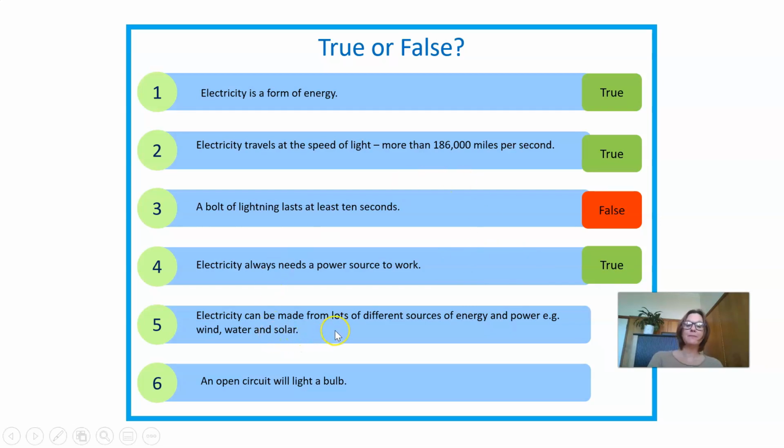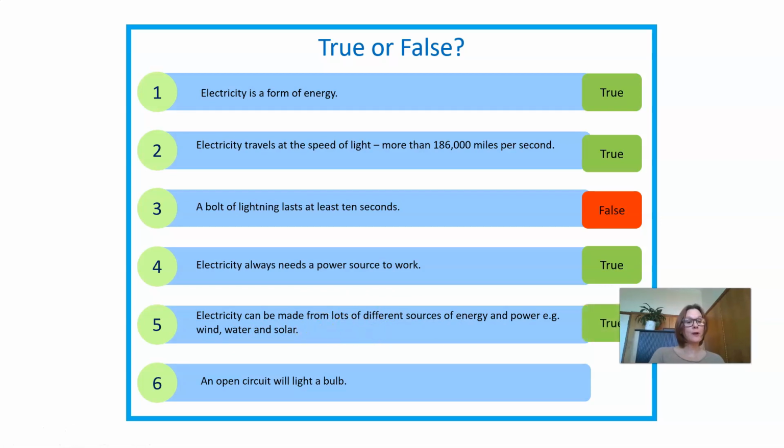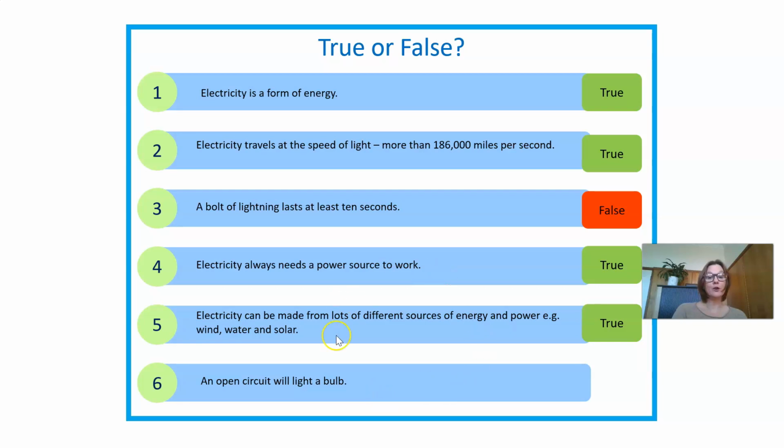Now, electricity can be made from lots of different sources of energy. Example, wind, water, and solar. Do you think that's true or false? It's true. And we're going to be taking a greater look at that in a lot more detail when we speak about power stations and sources of energy to the power stations. And an open circuit will light a bulb. True or false? It is false. Okay, that means there is a gap. It needs to be a closed circuit.